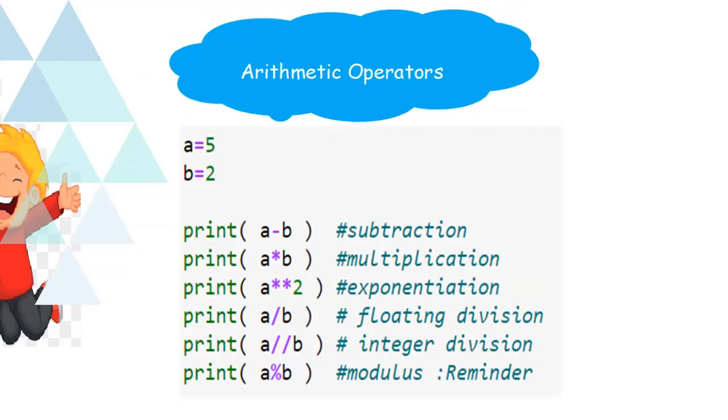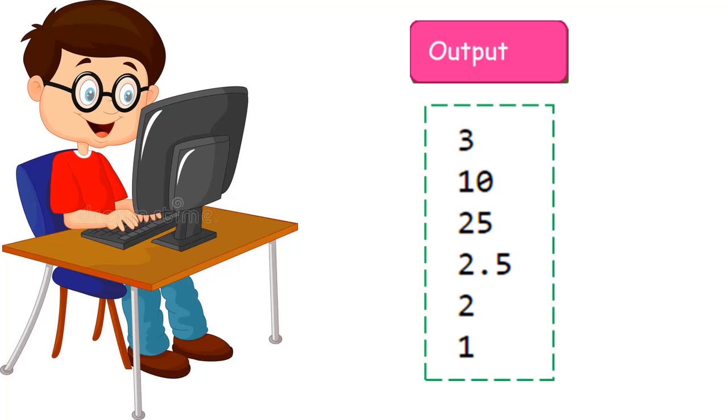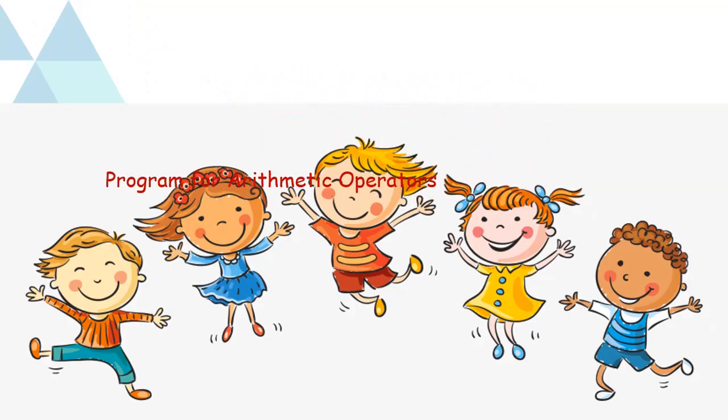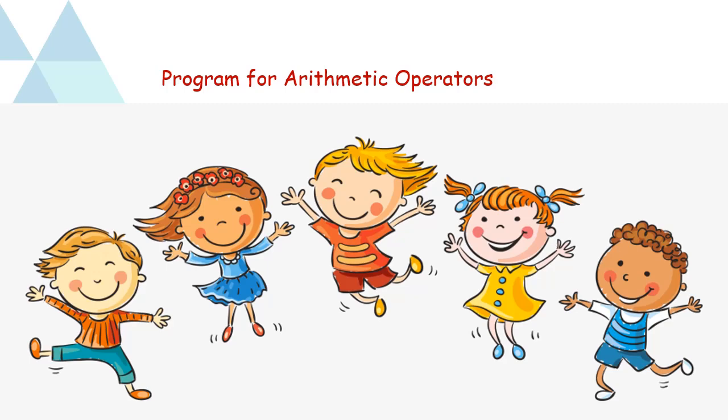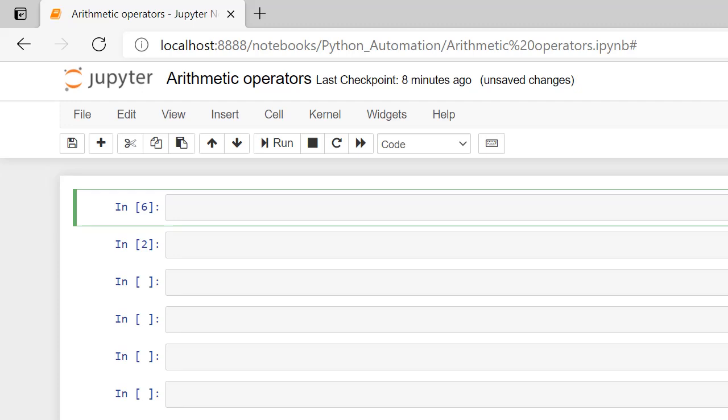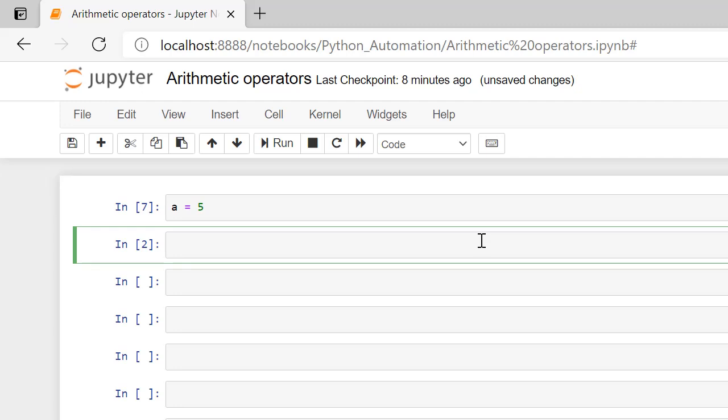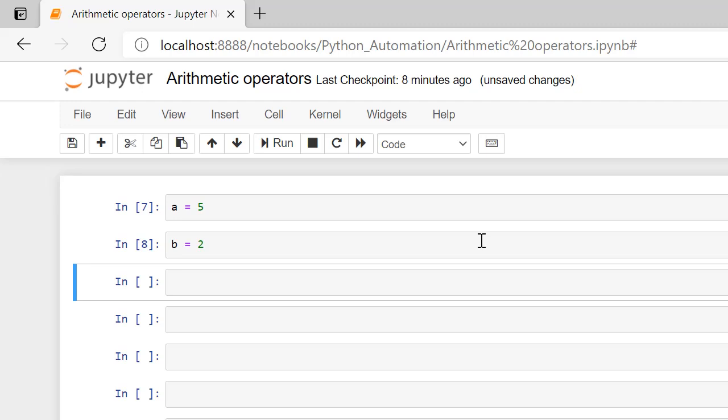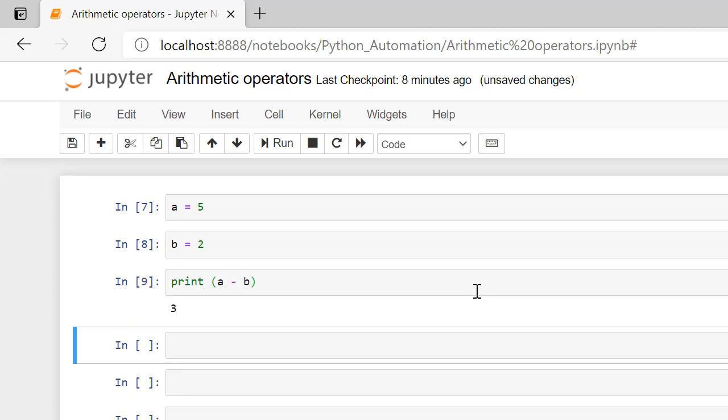Similarly, you can try subtraction, multiplication and other operators also, and output will come like this. Let's run a program to understand all arithmetic operators. We'll take a is equal to 5, b is equal to 2, and now we'll do subtraction first. Print a minus b. You know output is 3.